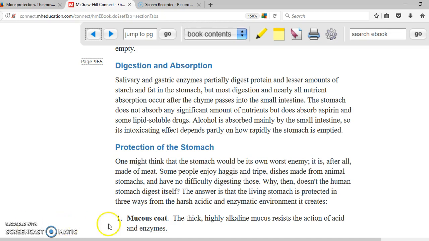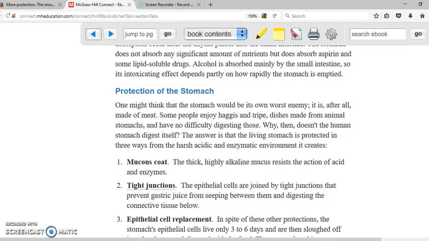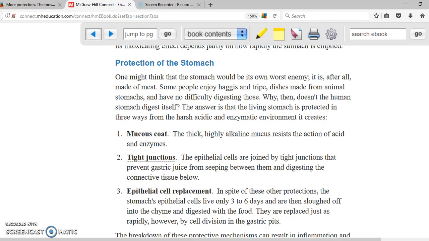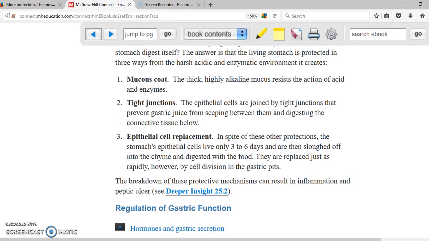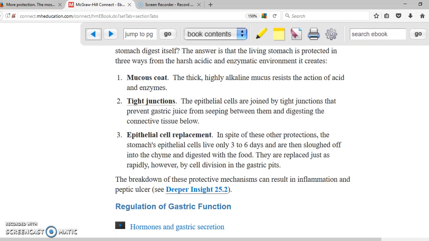Protection of the stomach. As I mentioned before, the stomach is protected because we produce mucus. Also, we have tight junctions in between the cells of your stomach, not allowing this acidity to go across, therefore damaging the tissues that we have under that. The last one, the epithelial cells that you have in your stomach are constantly replaced, and that happens every 3 to 5 days.